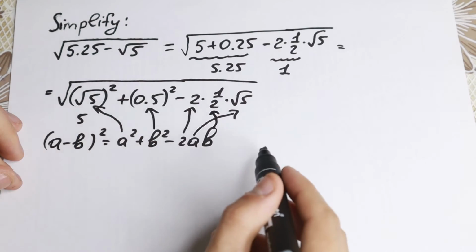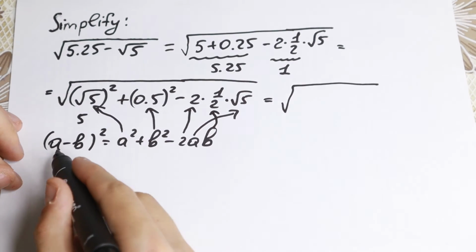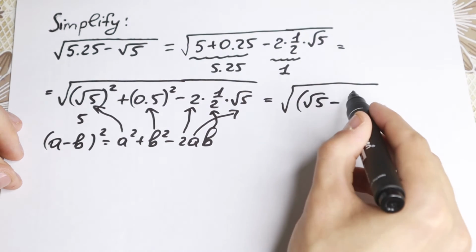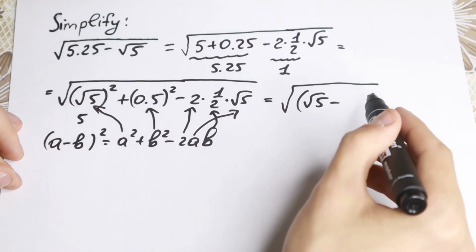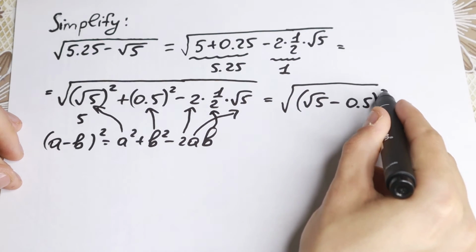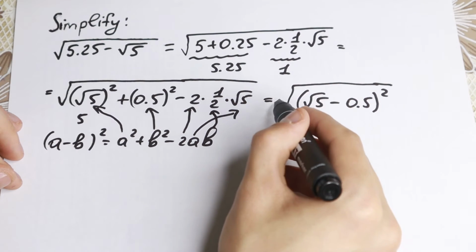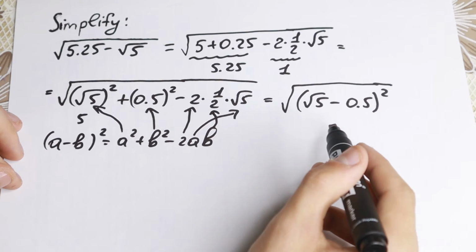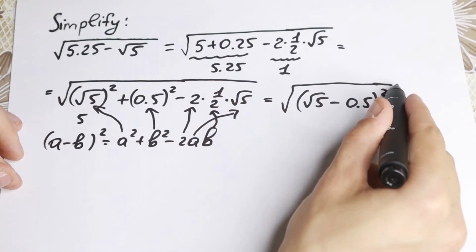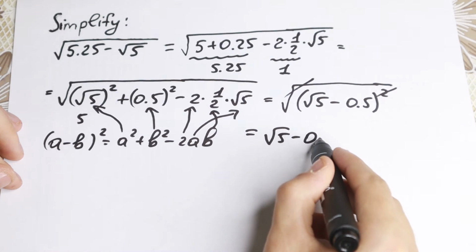Right here, b squared. And they say, okay, this is really good because we have the square root of (a minus b) squared, square root of 5 minus b, which equals 1/2, or I write it as 0.5 squared. And right now we can easily see that this square and this square root sign we can easily cancel. So let's do this. Right here cancel, right here cancel. As a result, square root of 5 minus 0.5.